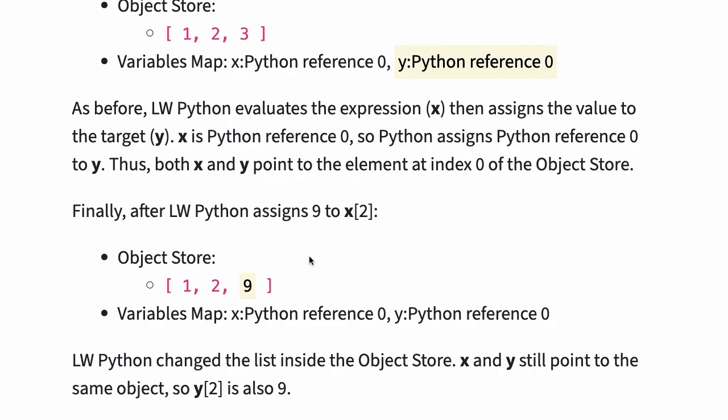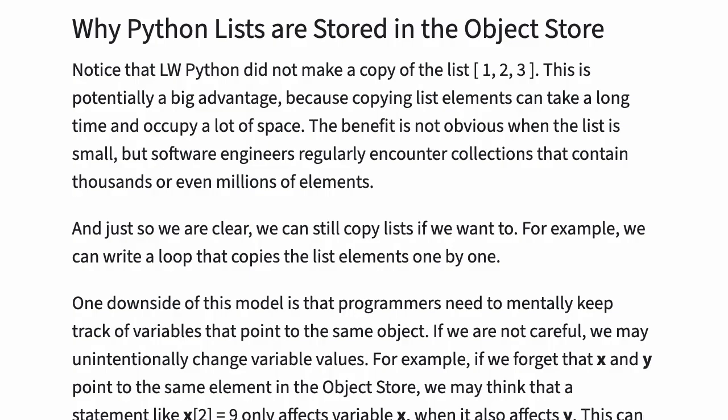Finally, after LWPython assigns 9 to x[2], the element in the object store changed to the list 129. X and y still point to the same object, so y[2] is also 9. Notice that LWPython did not make a copy of the list 123. This is potentially a big advantage because copying list elements can take a long time and occupy a lot of space. The benefit is not obvious when the list is small, but software engineers regularly encounter collections that contain thousands or even millions of elements.